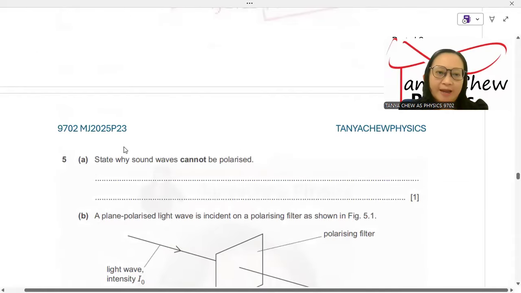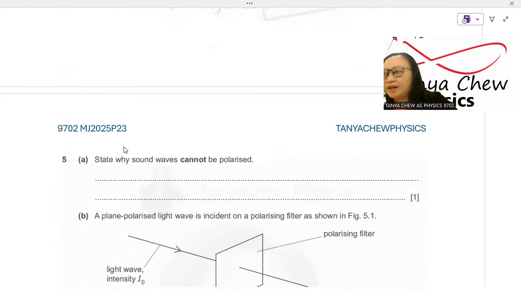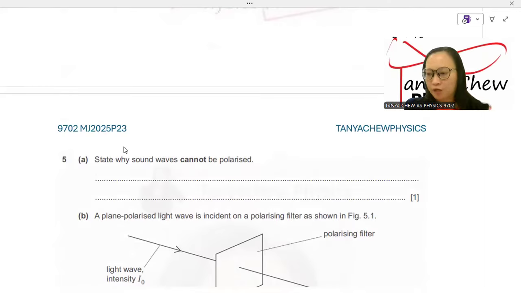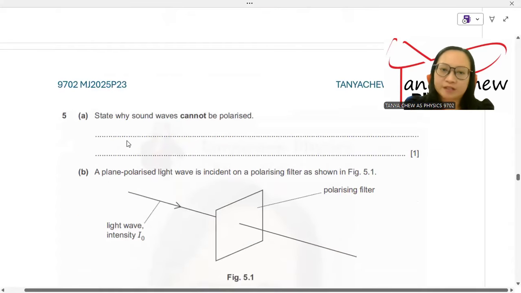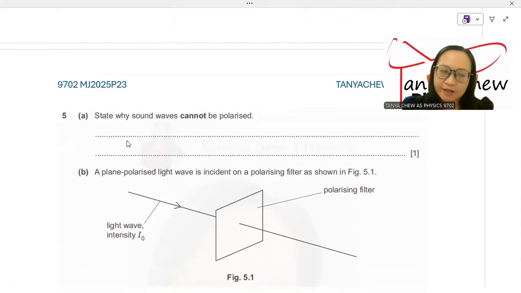Now, number 5A, state why sound waves cannot be polarized. You definitely know that polarization is one of the experiments by which we can differentiate between transverse wave and longitudinal wave. Sound wave is a longitudinal wave. Sound wave cannot be polarized. Do you know why? Because the direction of vibration of the particles in a sound wave occurs parallel to the direction of propagation of the wave.